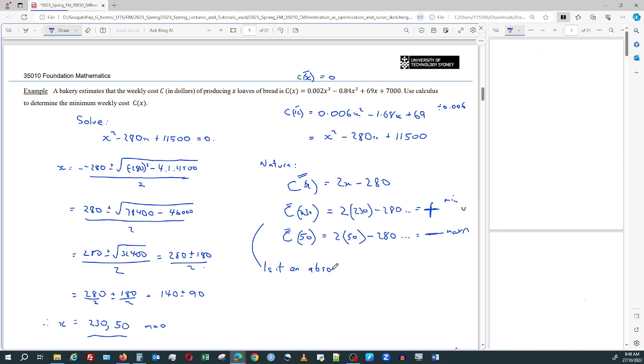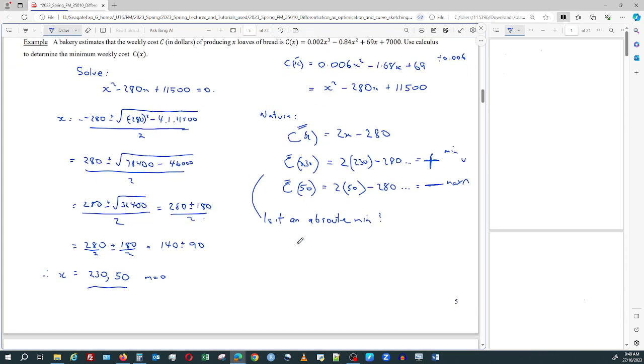So we can take a bit of time here to check our values. Is there another min occurring? Is that what that means? Okay. So we've got to check our intervals. So our intervals are going to look like 0, 50, up here will be 230.